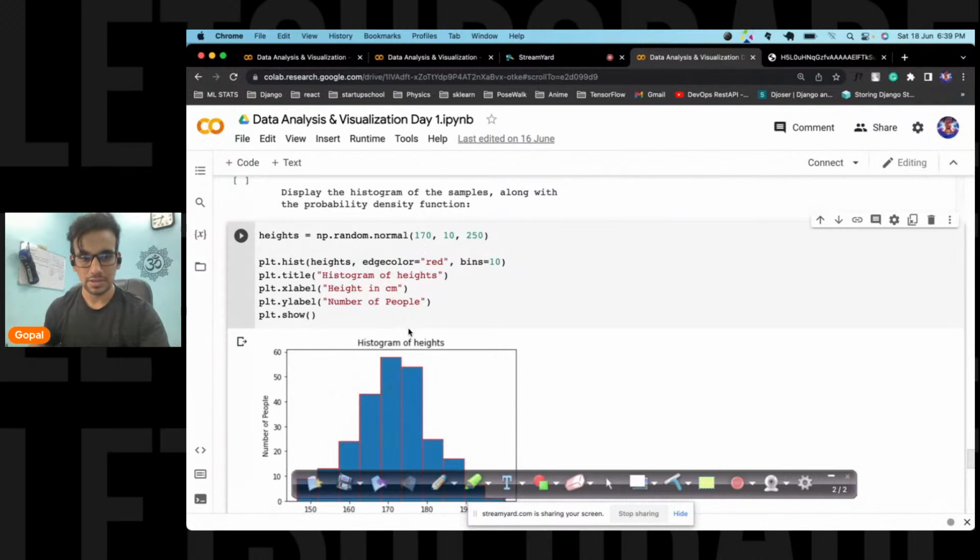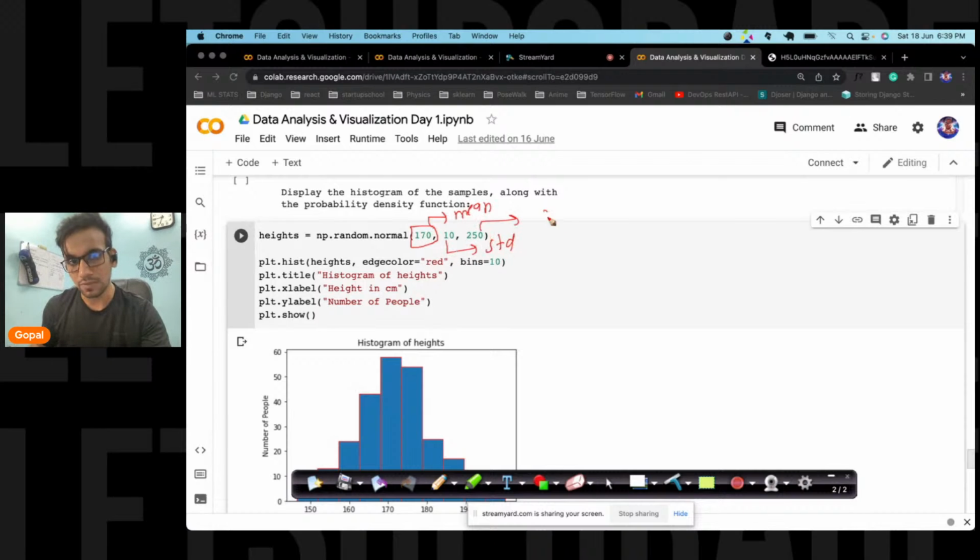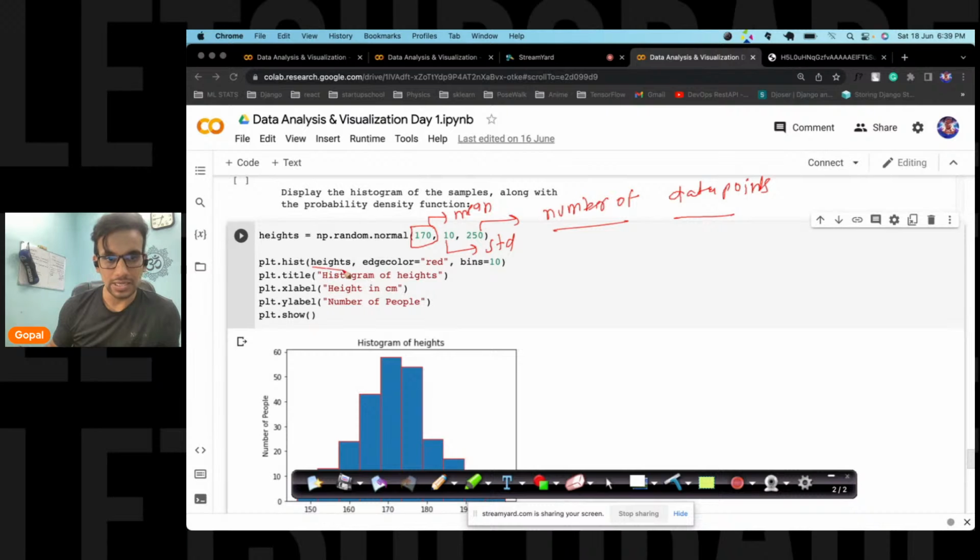I'm creating this data with 170 as the mean. This is my mean value, this is my standard deviation, and this is the number of data points. How many values do you see here? We have got the heights, edge color, and the bins. So how many numbers do you see here? 250. And what do I mean by the bins here? Bins I am taking as 10.